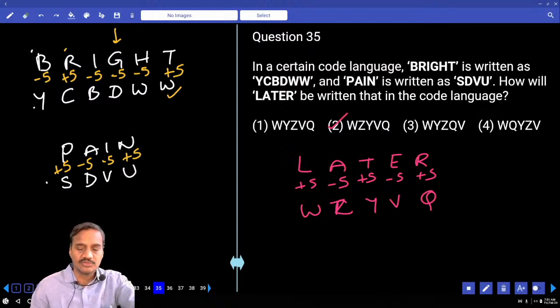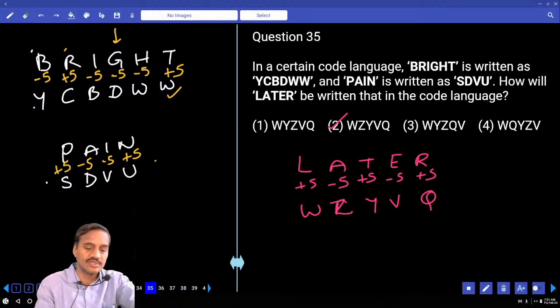Then next one, coming to question number 36. Now in this 36, plus 5 minus 5 plus 5 minus 5 plus 5. It again plus 5 minus 5. Ikkada manaki plus 5 minus 5 plus 5.